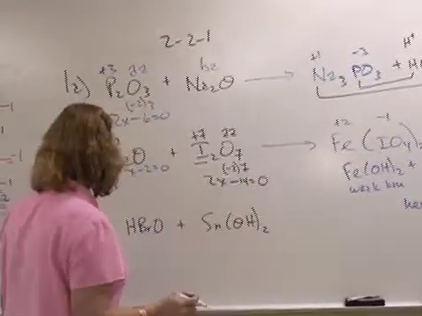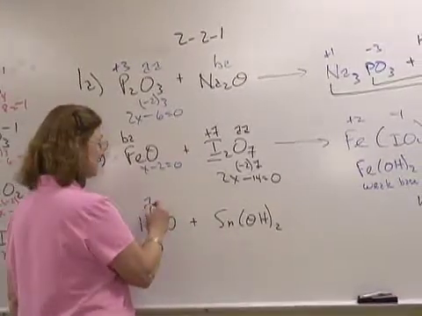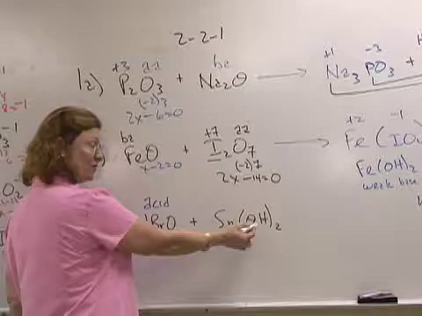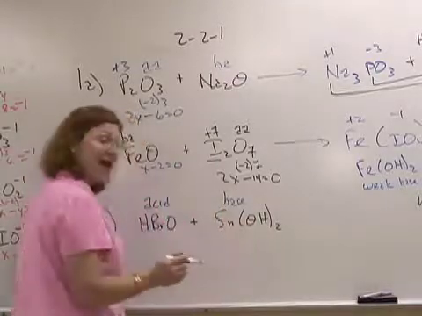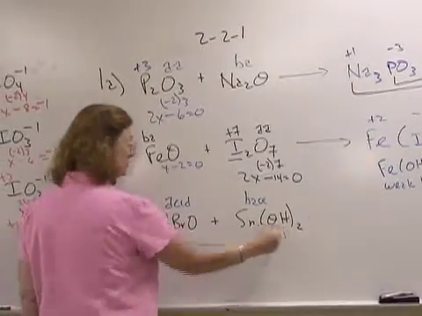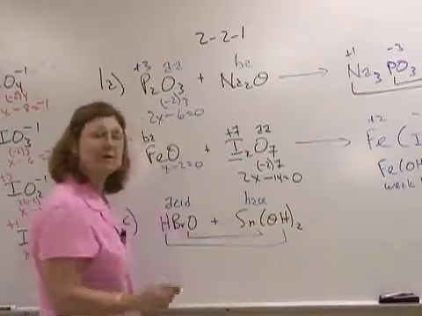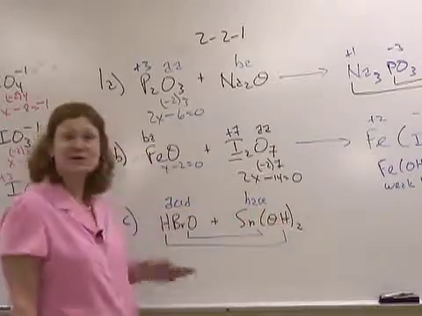And then the last one we have here, we have something that starts with hydrogen. It must be an acid. We have a metal with a hydroxide. It must be a base. An acid plus a base will give me a salt plus water. They do the do-si-do. Now, we are not concerned about the numbers of atoms, that there are 2 hydrogens here and 1 hydrogen here, and that's 3 hydrogens.